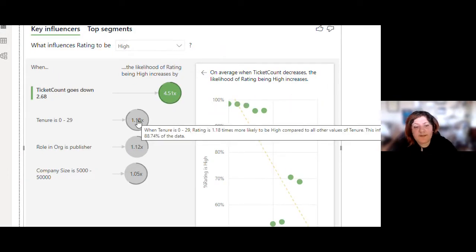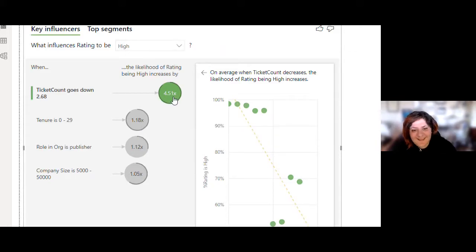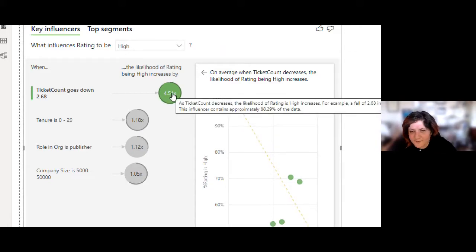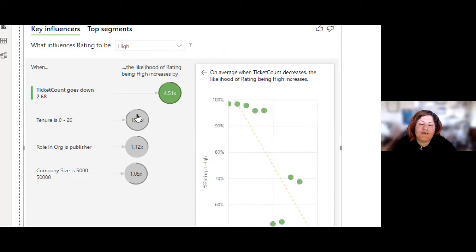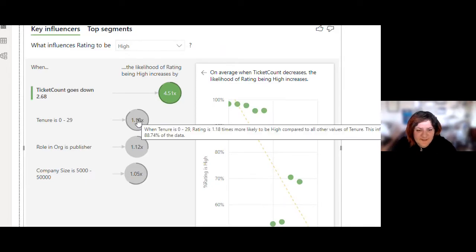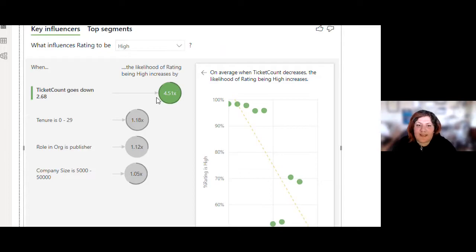The second one is 88.29. This one is 88.74. So they are kind of the same. Both of them apply to 88% of the data.